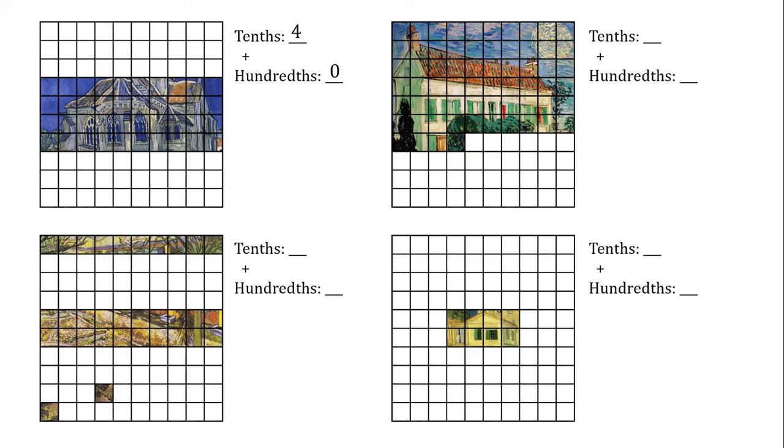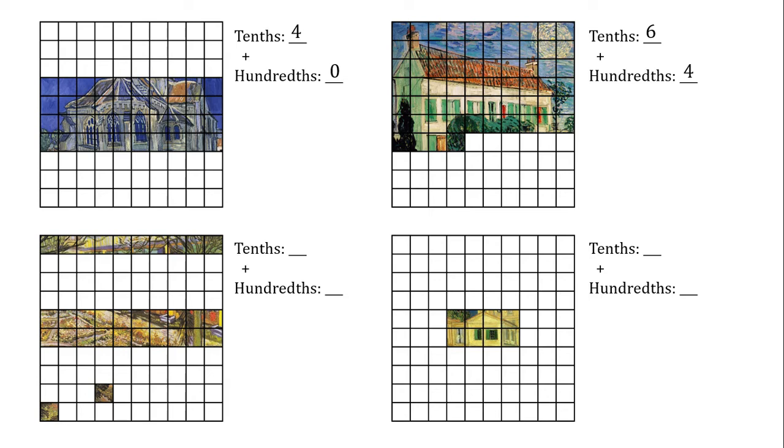Next one on the right, we've got this beautiful looking cottage over here. And we remember that the tenths are the rows. So how many rows are there? 1, 2, 3, 4, 5, 6. 6 rows. And then the extra hundredths, there are those individual pieces, 1, 2, 3, 4. So 4 extra hundredths. So you'd say 6/10 and 4 hundredths.